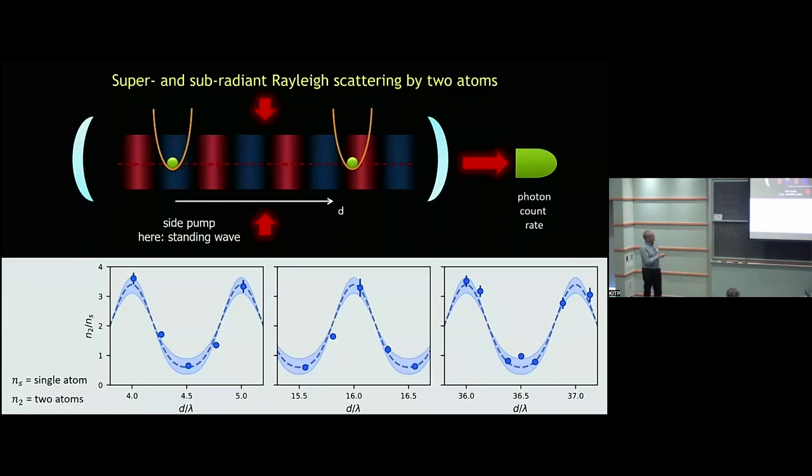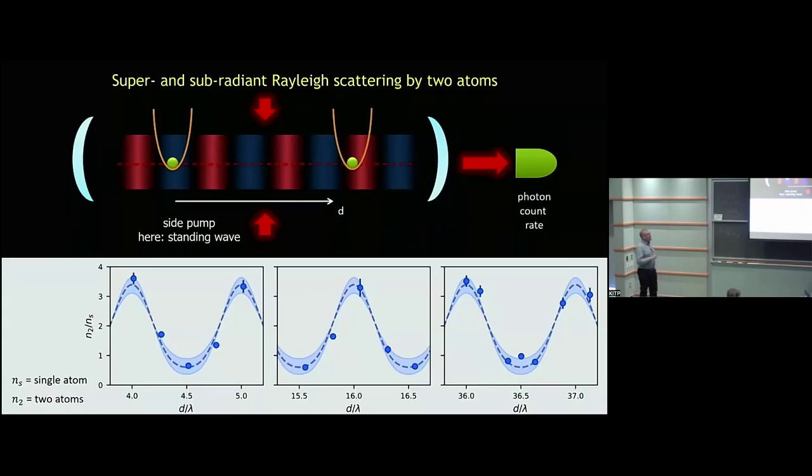Alternately, if the second atom is placed a half integer away from the first, so that it's, let's say, at a negative valued antinode, whereas the first atom is at a positive valued antinode, then the emission should cancel out. And ideally, we would have no light coming out of the cavity whatsoever. We see less light than two atoms independently would emit, so that's kind of a sub-radiant response. And for the same reason I explained to you earlier, we don't see exactly 0, we see something a little bit above 0.